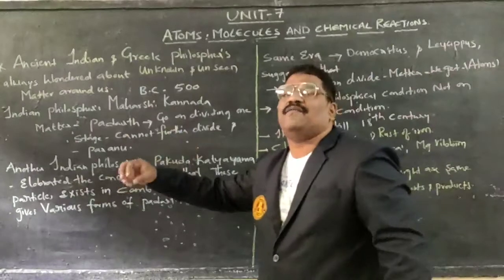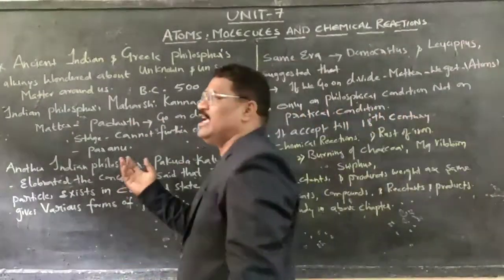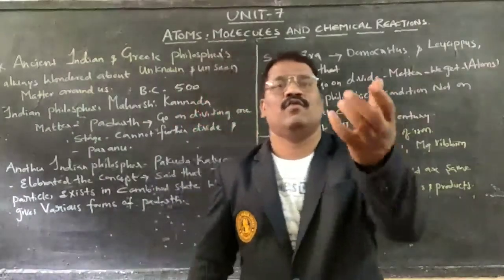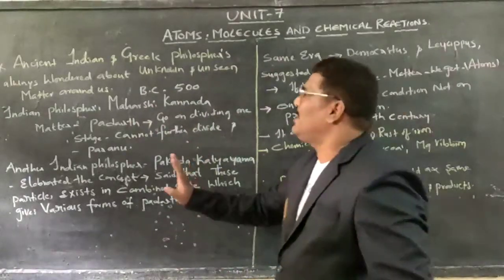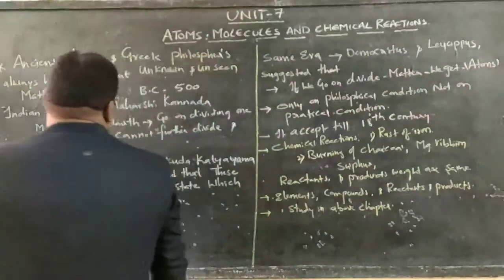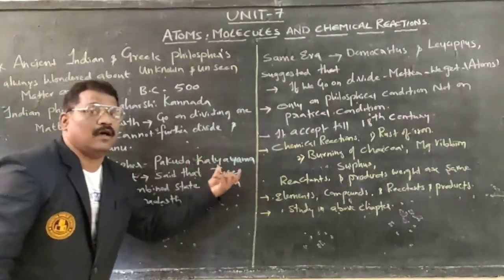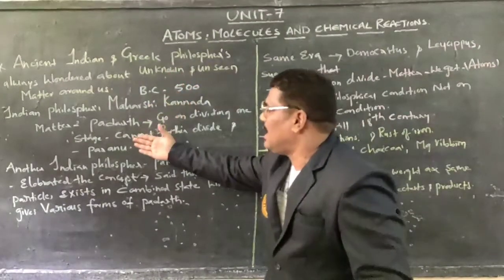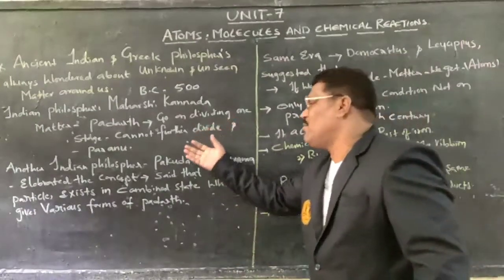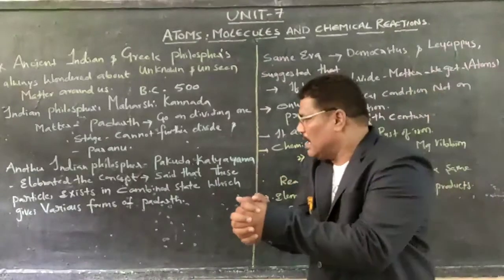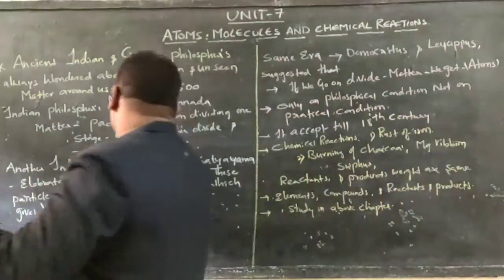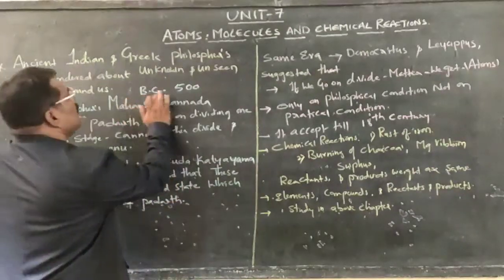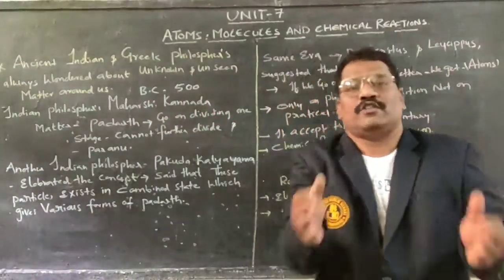He named that indivisible substance Paramanu. Later on, another Indian philosopher, Kakatiya, also elaborated the concept of Padarth as well as Paramanu, and said that these Paramanus can exist in a combined state, which gives us various types of Padarths, various types of matter. That was the concept believed before 500 BC.